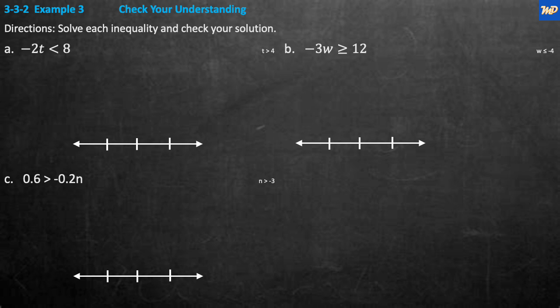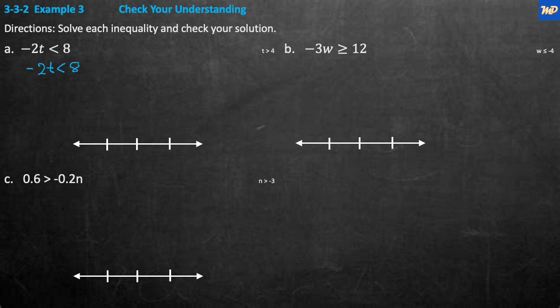So first thing, what do we always do? We always rewrite the inequality, in this case negative 2t is less than 8. Okay, so like solving an equation, we're just going to get the t by itself. So in order to do that, we're going to divide both sides by negative 2.